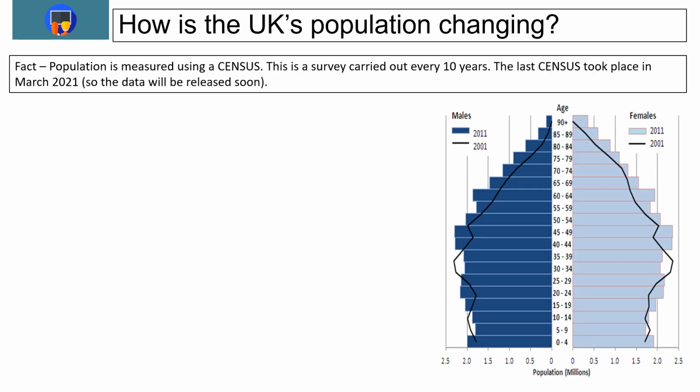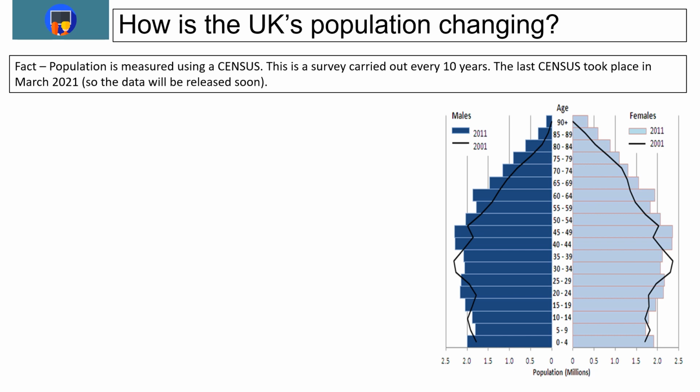On page 5, we have a population pyramid for the UK. Population pyramids are created using population data from the British Census. This is a survey carried out every 10 years. The last census took place in March 2021, which means that the data is going to be released very soon. And population pyramids show how the UK population is going to change over time.